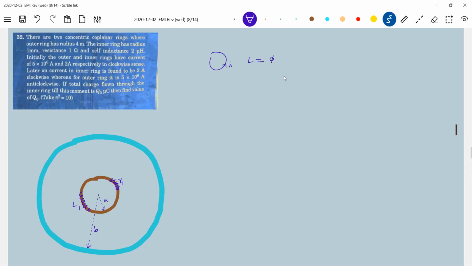What is self-inductance? Flux linking to the current flowing through it. What is the flux linking it? B into pi r square, or pi a square. What is B equal to? Mu naught I by 2a, times pi a square, over I. So this will be mu naught pi a by 2. This is the self-inductance of that inner ring. Agree? So that L1 is what I'm showing here.